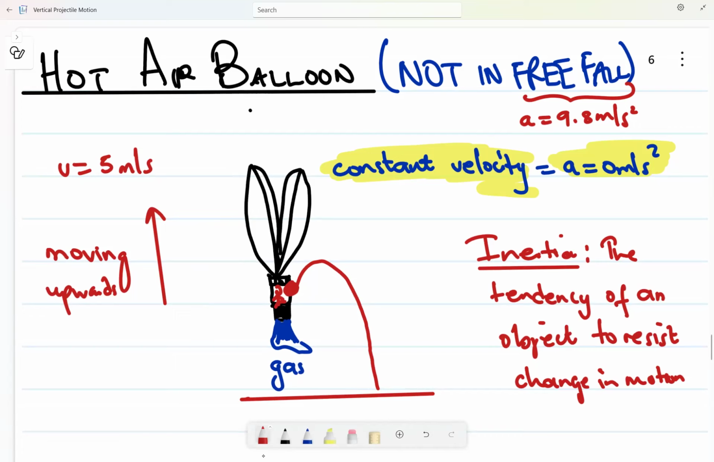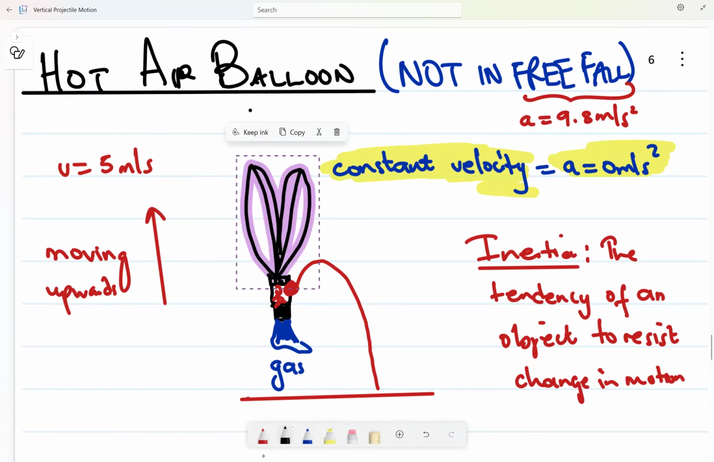Now the question is, I heard myself carefully when I said it is dropped. Okay, it was dropped, but all this time it was moving at a velocity of 5 meters per second, moving upward with the hot air balloon.